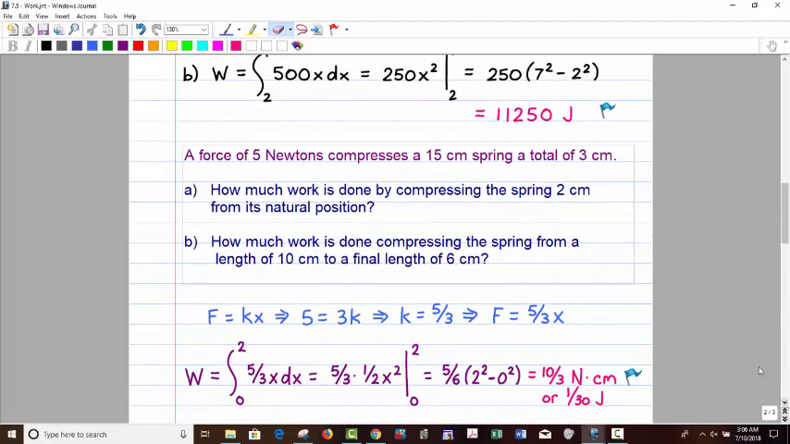All right, so this time I use newtons, but I use centimeters instead of meters, which converting centimeters to meters is not difficult. If you need to, all you have to do is divide by 100.